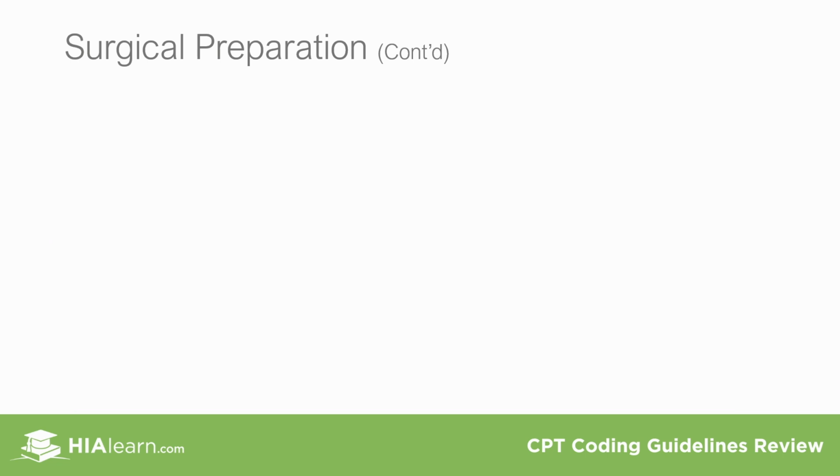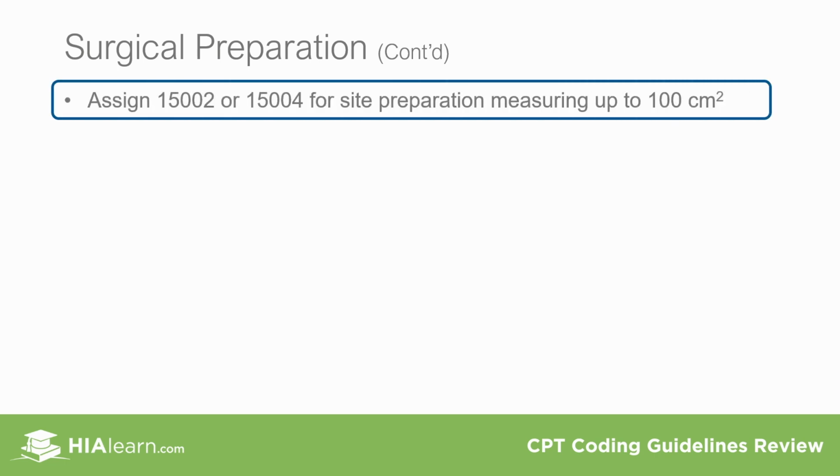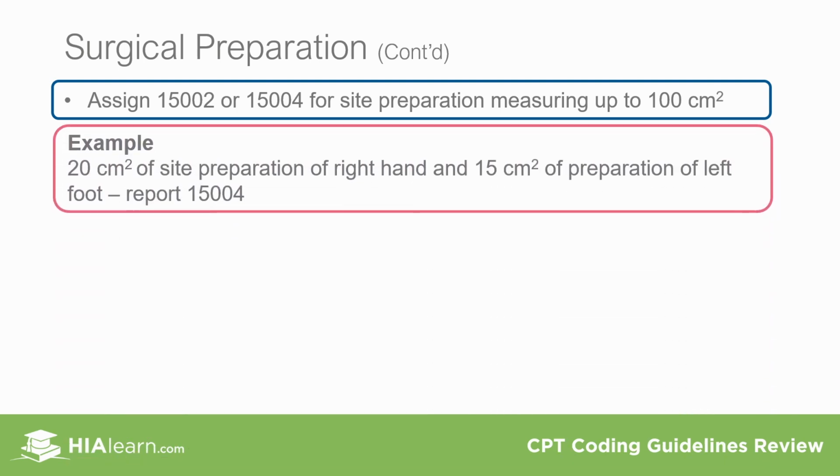Codes 15002 and 15004 report surgical preparation of the first 100 square centimeters of recipient site for skin replacement procedures. For example, preparation of 20 square centimeters of surface area of the right hand and 15 square centimeters of the left foot total 35 square centimeters of surgical preparation of the hand and feet, which is reported with code 15004.